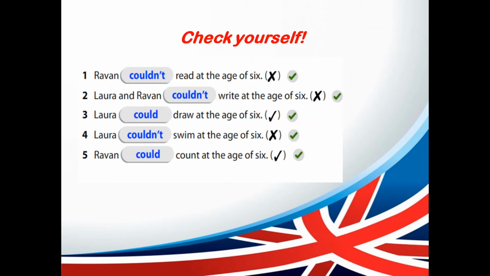Let's check. Ravan couldn't read at the age of 6. Laura and Ravan couldn't write at the age of 6. Laura could draw at the age of 6. Laura couldn't swim at the age of 6. Ravan could count at the age of 6. Well done!